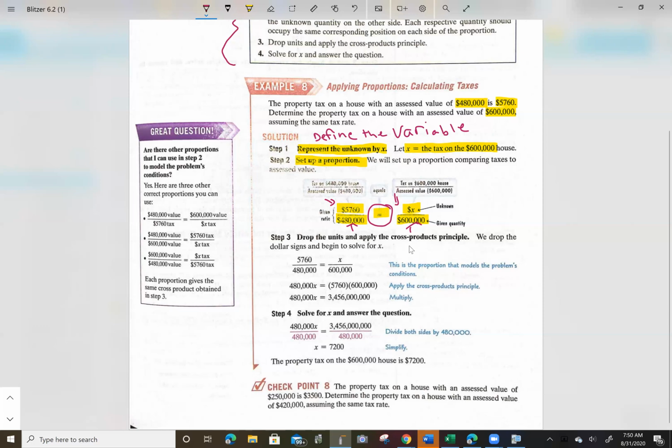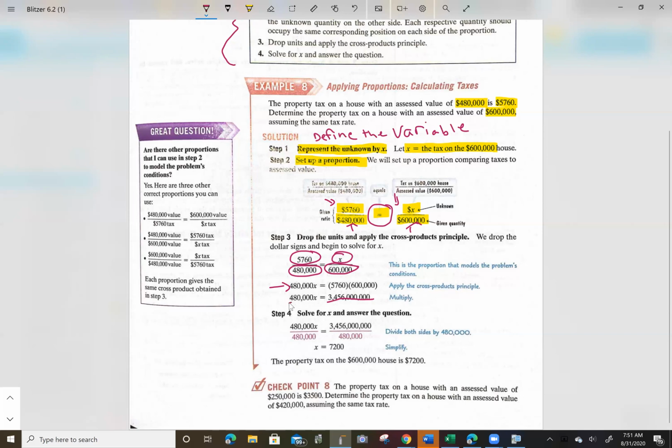So now they're dropping the units and cross multiplying. Technically, you don't have to drop the units. We just do that to make life easier for ourselves. So on the left-hand side, they have X times 480,000, which gives us 480,000X. On the right-hand side, they did 600,000 times 5760, which simplifies down to a lot, 3.5 billion.